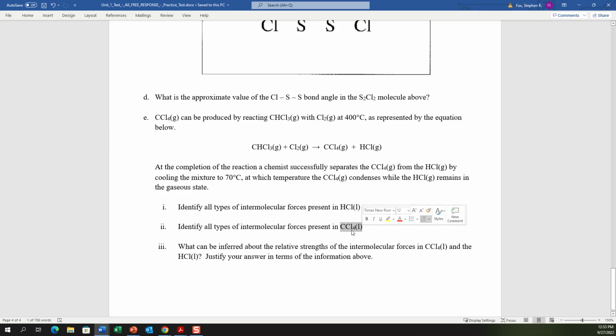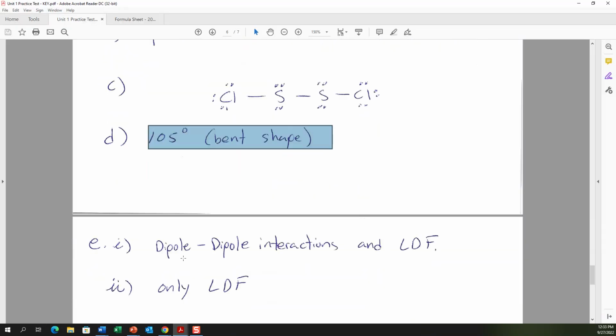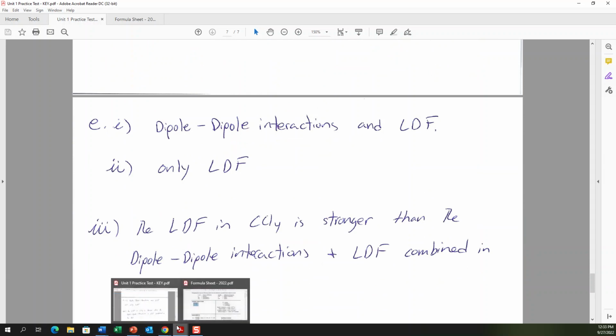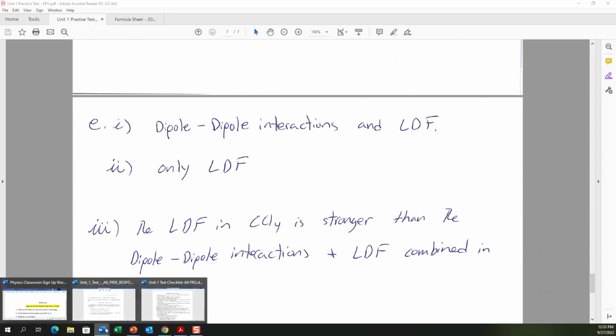CCl4 would be nonpolar because it's symmetrical, all the ligands are the same, no lone pair on the central atom. So all this has is London dispersion. So if we list them, right, dipole-dipole interactions and London dispersion forces for the HCl, only London dispersion for the CCl4, okay? Now, let's stress something here, okay?